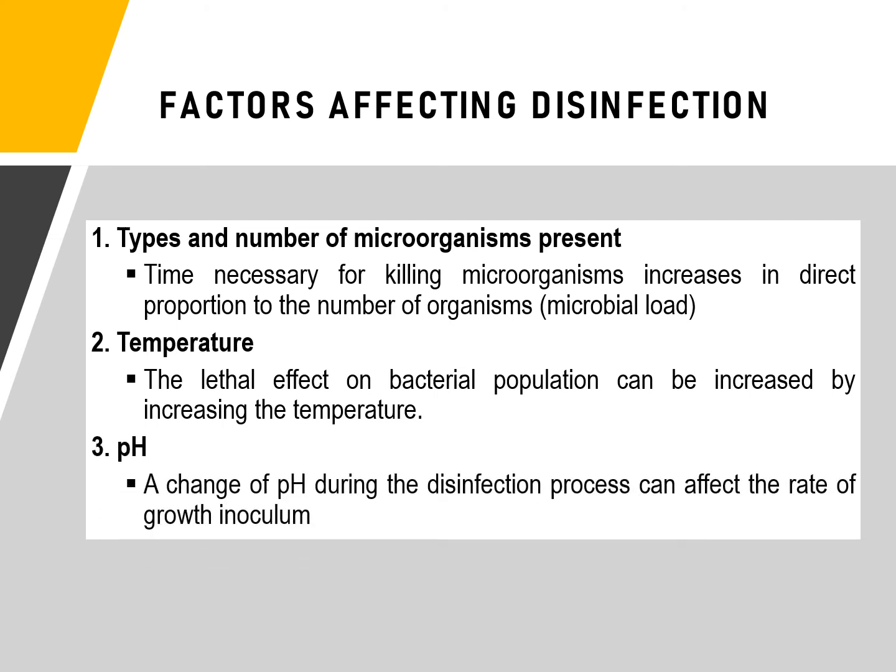The third factor is pH. A change of pH during the disinfection process can affect the rate of growth inoculum. A pH of 6 to 8 is optimal for the growth of many bacteria, and the rate of growth declines on either side of the range. So if it's less than 6, it will affect the growth of the microorganism, and if it's more than 8, it will also affect the growth of a certain pathogen. Phenolic and acidic antimicrobial agents usually have greatest antimicrobial activity in acidic conditions.